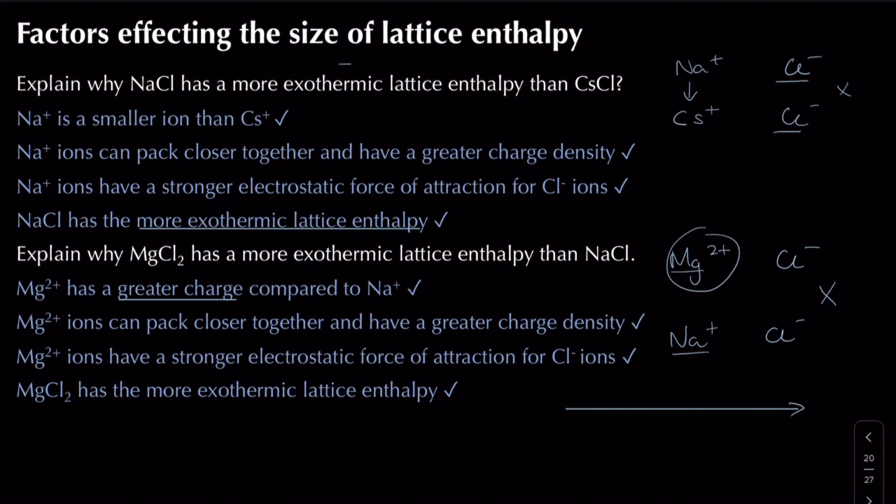So we can say magnesium 2+ ions pack closer together and they have a greater charge density. Magnesium 2+ ions are going to have stronger electrostatic forces of attraction for the chloride ions. Again, we need to be really specific about this part, like we were in the last one, mentioning what ions we're talking about all the time. Magnesium chloride, therefore, is going to have a more exothermic lattice enthalpy. Again, we need to get that point in there as well.